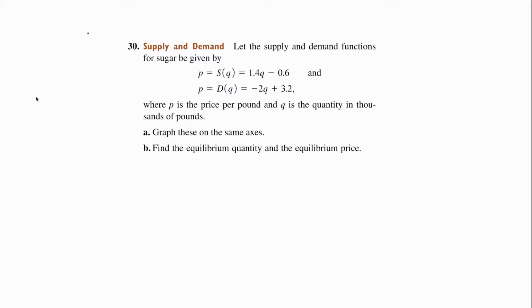Hello. Okay, I'll do this example here. So we want to find, we have the supply and the demand function. Let the supply and demand functions for sugar be given by these two linear functions, where P is the price per pound and Q is the quantity in thousands of pounds. So we're supposed to graph these on the same axis, and then we're going to find the equilibrium quantity and the equilibrium price.